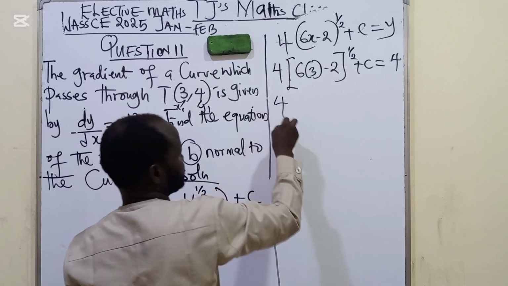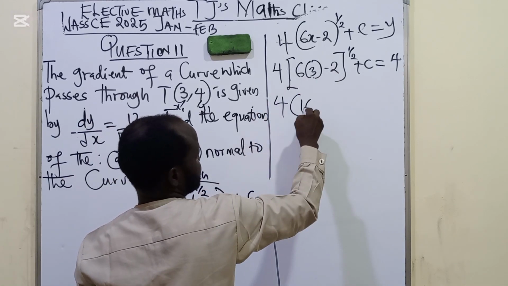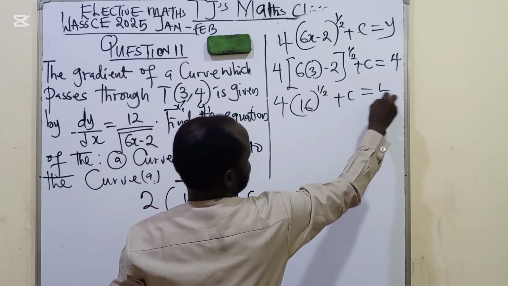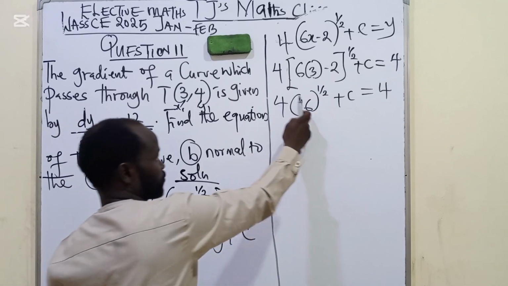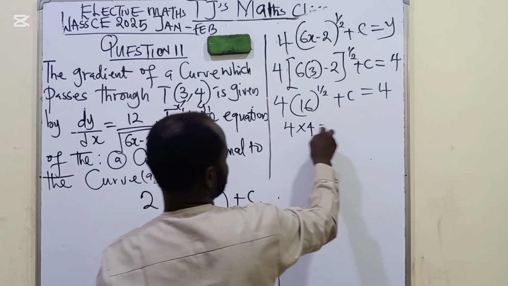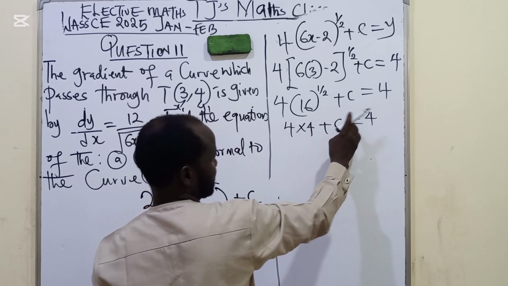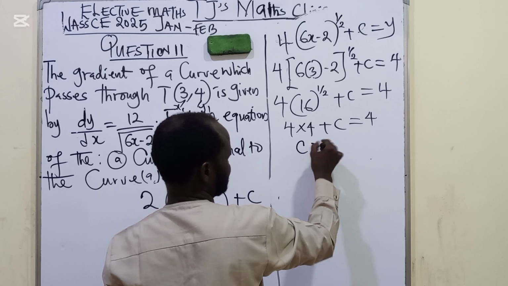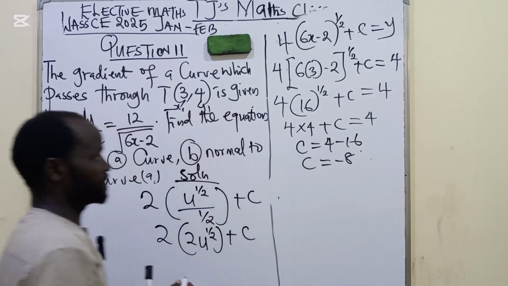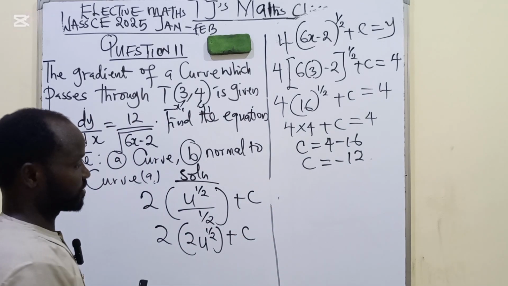And this will be 4 into 6 times 3 is 18 minus 2, that's 16. That's 16 power half plus the constant of integration equals 4. Square root of 16 is 4, that will be 4 times 4 plus the constant of integration equals 4. This is 16 plus c equals 4. c now will be 4 minus 16. Minus 12 rather, minus 12, because 4 minus 16 is minus 12.